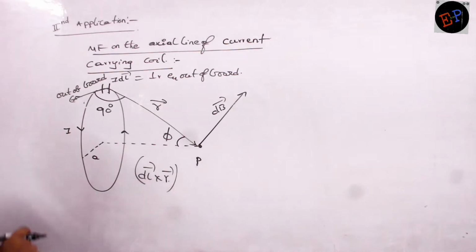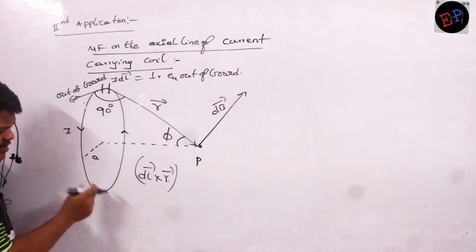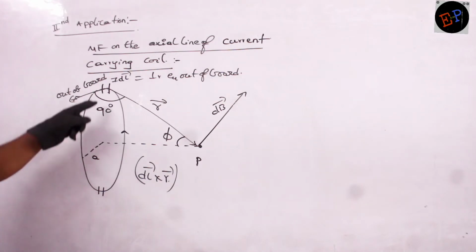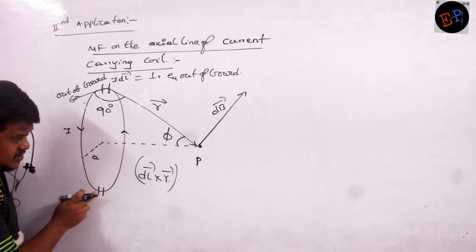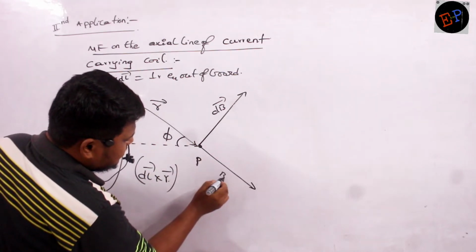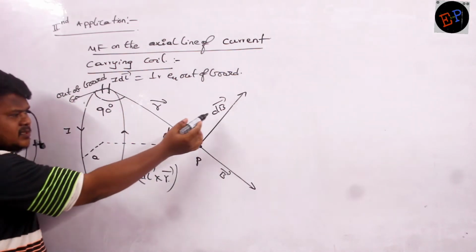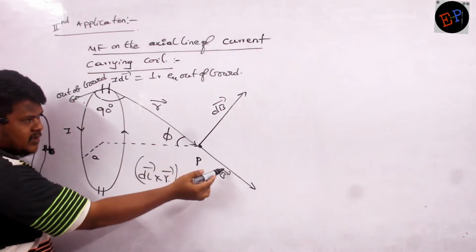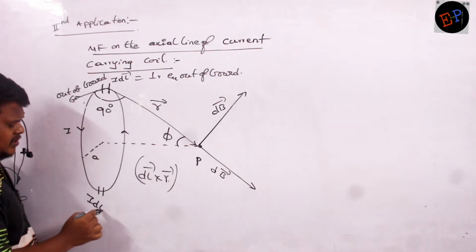Understood now? Okay, now see. In exactly the opposite direction, I will take another dl dash. This is one dl dash, and this is another dl dash. Because of this dl dash, the second magnetic field will be in this direction. That direction I am not discussing. So this is the magnetic field dB dash produced because of this current carrying element, I dl dash.